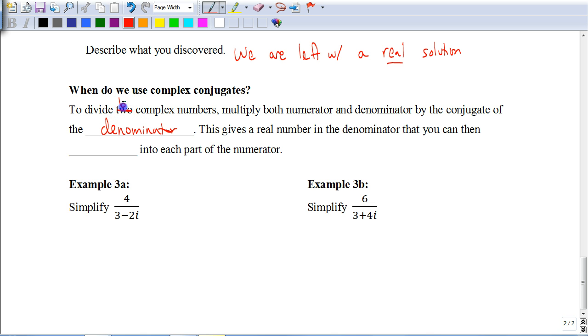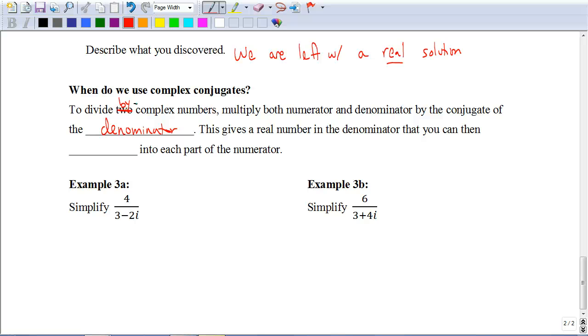And really, this should say not even divide two complex numbers. If we're going to divide by a complex number, this is what we're going to do. The purpose of this is we can never leave an imaginary number in the denominator. Just like you can't leave a fraction in the denominator, or a square root, we can't leave an imaginary number in the denominator. That's not proper. If we have an imaginary number in our denominator, we did something wrong.